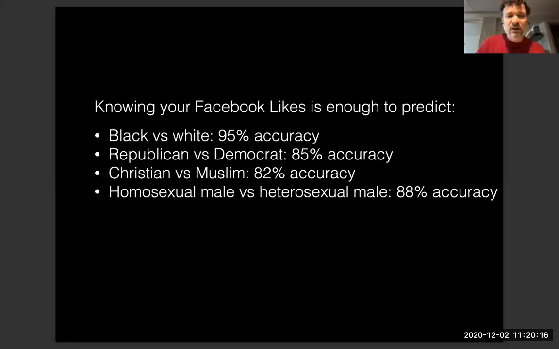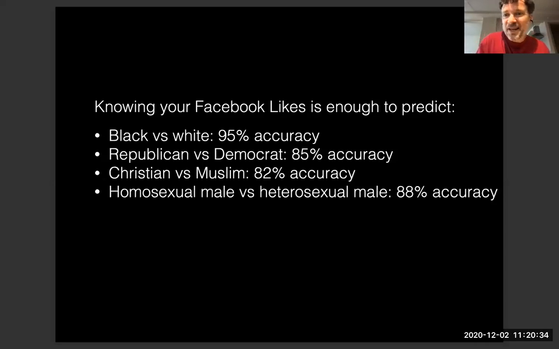Also found that from likes you could predict sexual orientation, homosexual versus heterosexual for males. So that was surprising. You know, if you're not out, that Facebook could know or infer whether you're gay or not. Might be a little concerning.